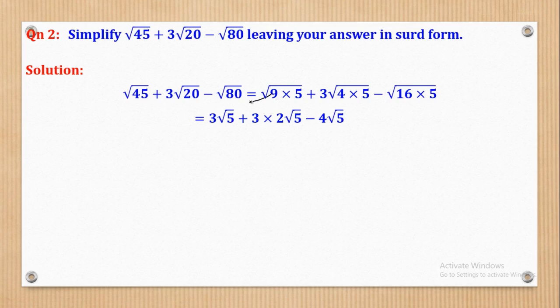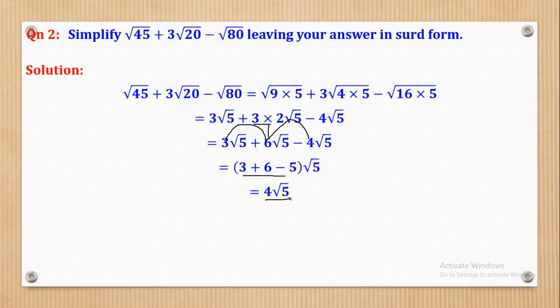So square root of 9 is 3, that's why you see 3 there. Square root of 4 is 2, that's why you see 2 there. Square root of 16 is 4, that is why you see 4 there. So next I'll simplify. This gives you 6, and then this plus this minus this is this part, therefore the answer will be 4 root 5.